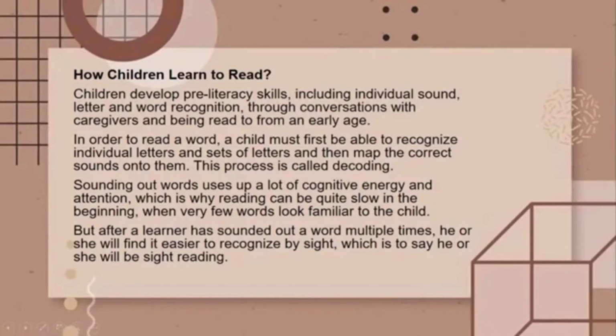Sounding out words uses up a lot of cognitive energy and attention, which is why reading can be quite slow in the beginning, when very few words look familiar to the child. But after a learner has sounded out a word multiple times, he or she will find it easier to recognize by sight, which is to say he or she will be sight reading.